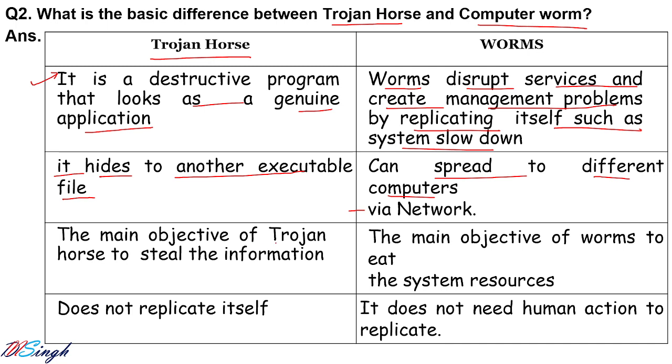The main objective of the Trojan horse is to steal information. The main objective of the worm is to eat the system resources like memory, and it will fill all the memory, so a particular system or network will automatically slow down. Trojan horse does not replicate itself. Worms do not need human action to replicate. So worms replicate very fast and they eat up all the memory.